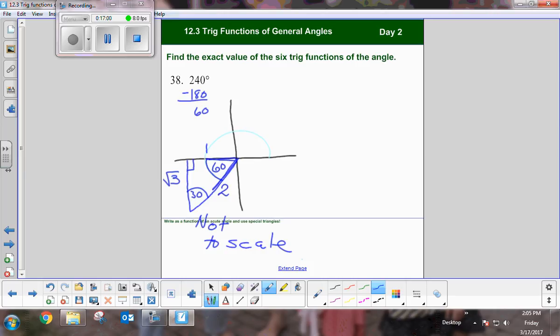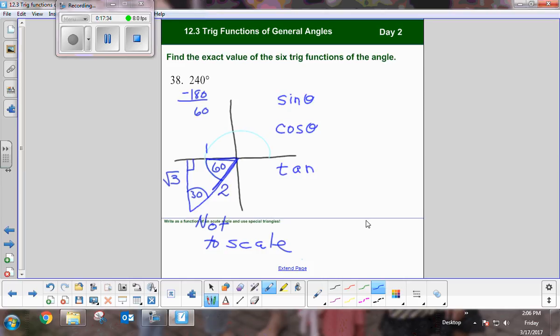Okay, hey, now you've got a triangle. You can use the relationships of y over r, x over r, y over x for the trig functions, or you could use SOHCAHTOA. Sine is opposite over hypotenuse. Cosine is adjacent over hypotenuse. Tangent is opposite over adjacent, right? So let's write out what are our 6 trig functions. We have sine of theta, cosine of theta, tangent of theta.